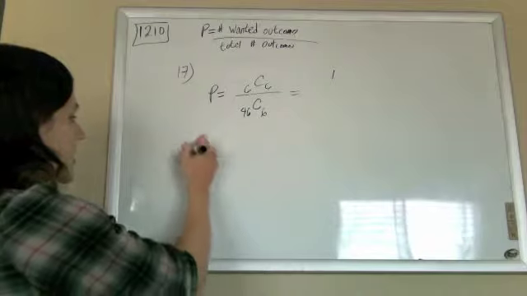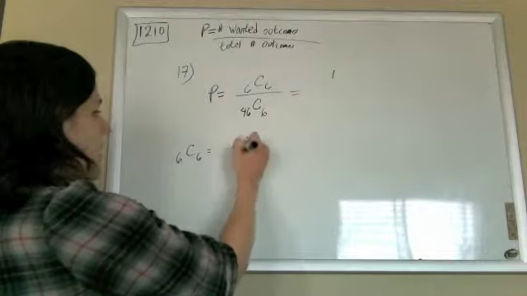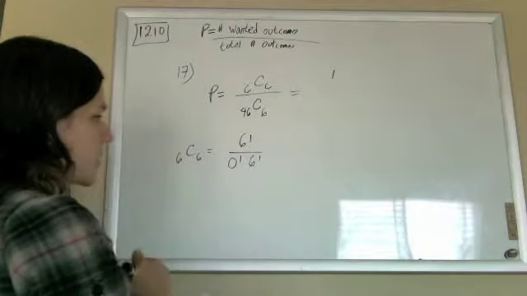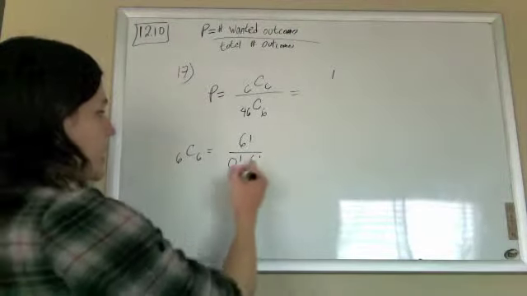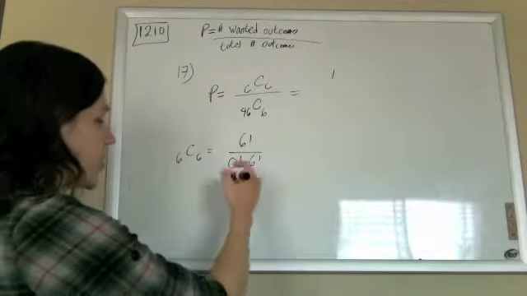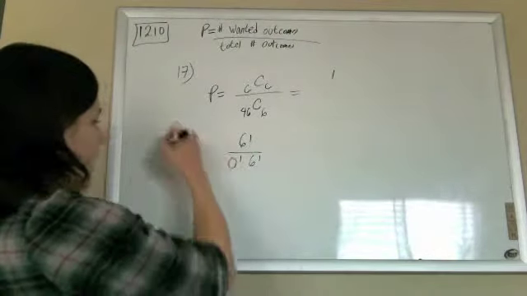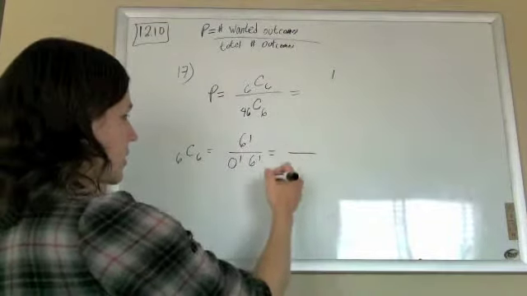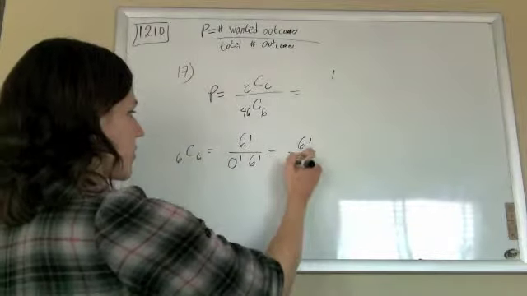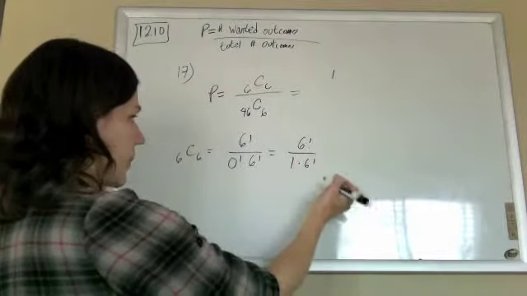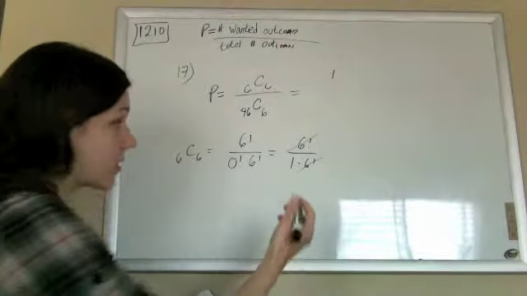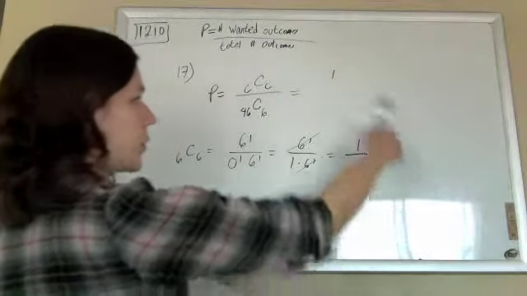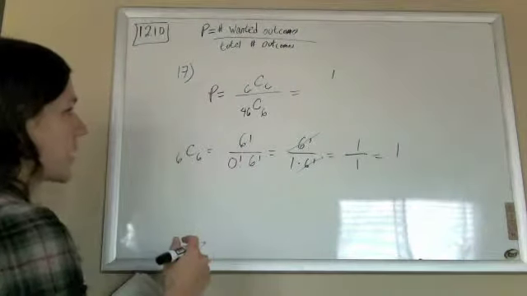And if we do this 6C6 down here, that would be 6 factorial, 6 minus 6 is 0 factorial, times an extra 6 factorial. And 0 factorial is actually defined as 1, so if you come across this, 0 factorial equals 1. So this is 6 factorial over 1 times 6 factorial. And the 6 factorials cancel, leaving you just a 1 on the top and a 1 on the bottom, so it equals 1, just like we suspected in the beginning.